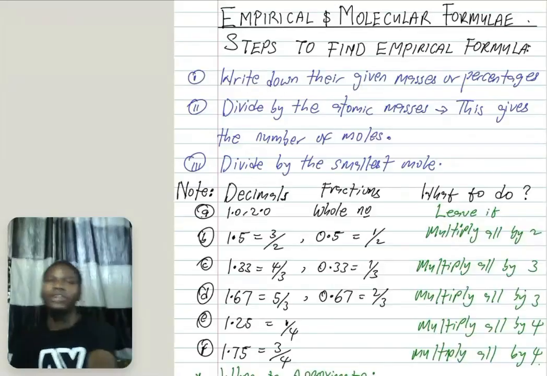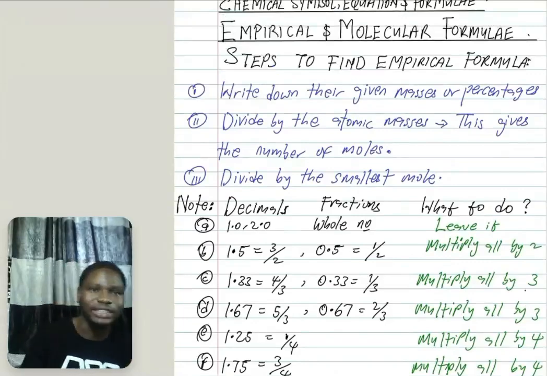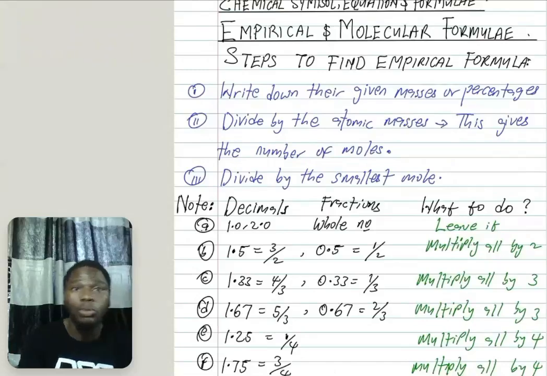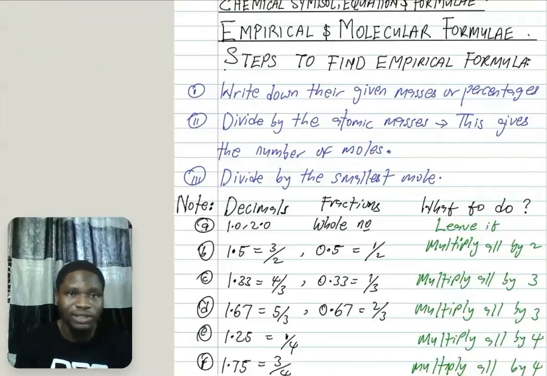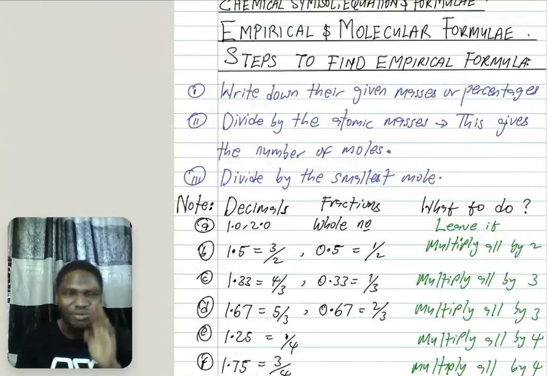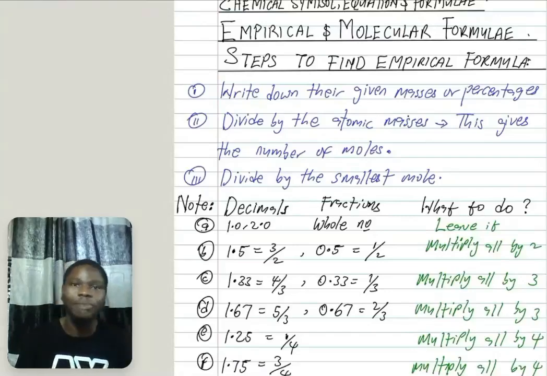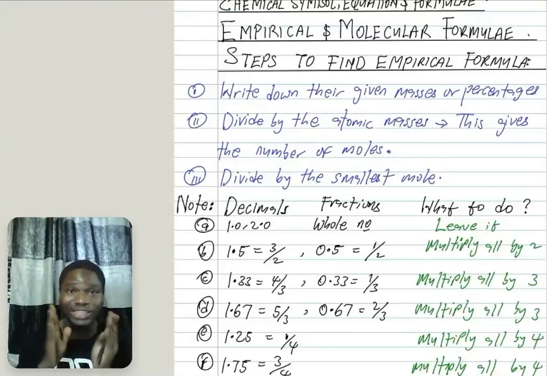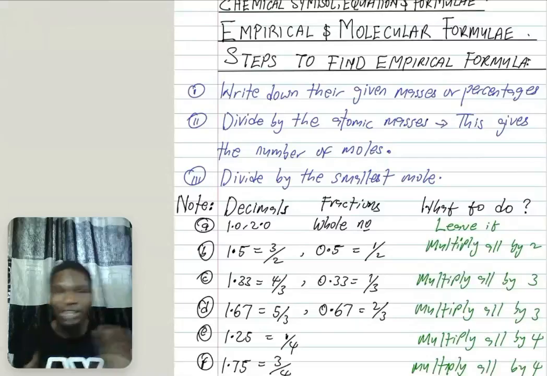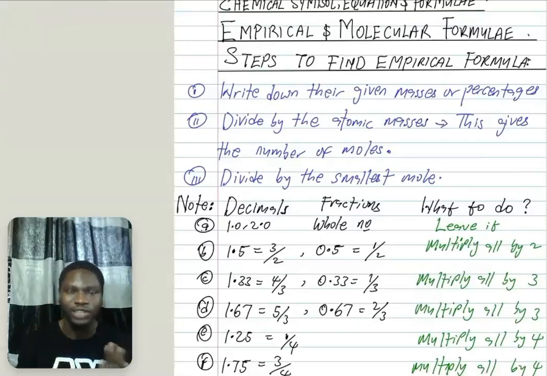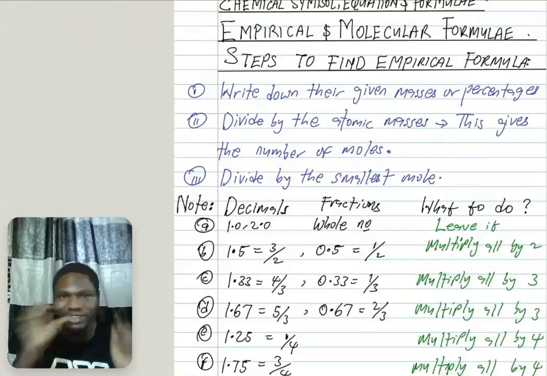Alright, so let us now learn how to find empirical formula in this video. I'm going to be summarizing steps for you, and most of these steps are what you've not seen before. Now pay attention to it very well with all your mind. The first step is to write the given masses or percentages of the atoms you are given in the question. They can say, okay, you have 6.7% of hydrogen, 50% of sodium and so on like that. Good, write it down.